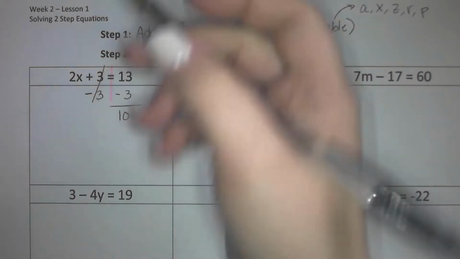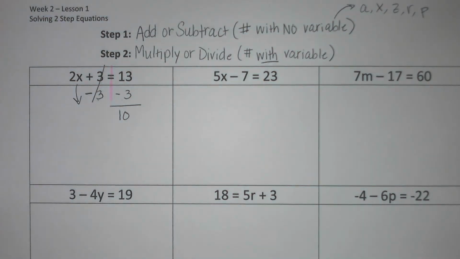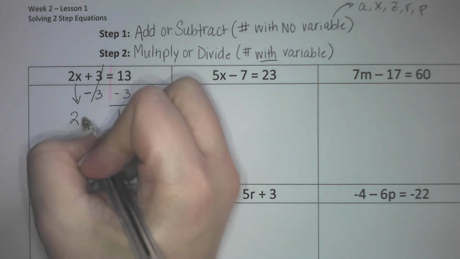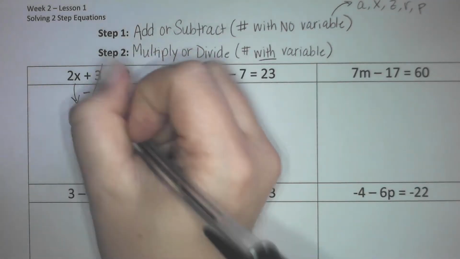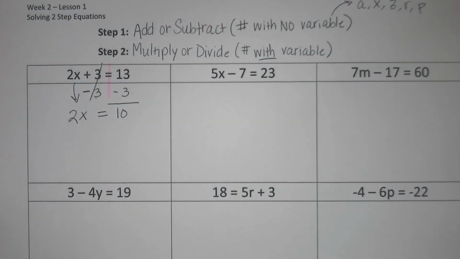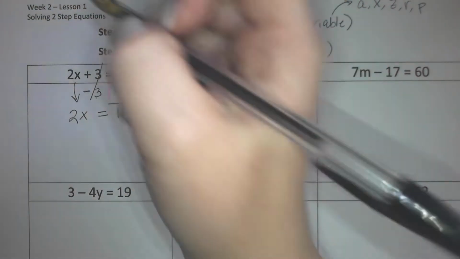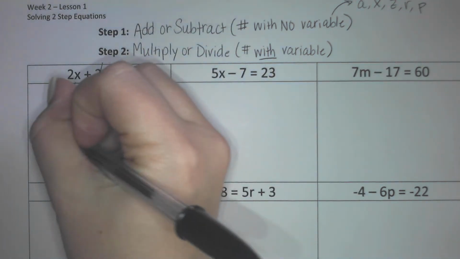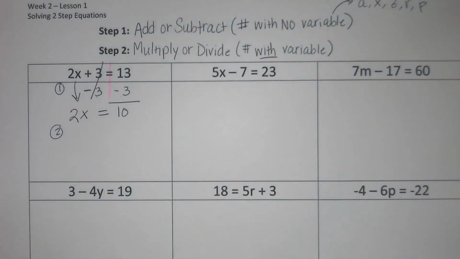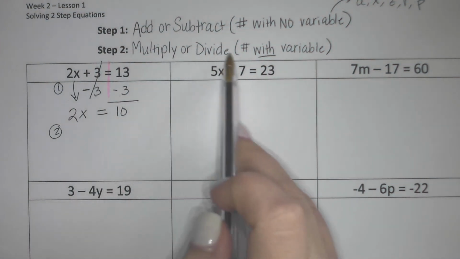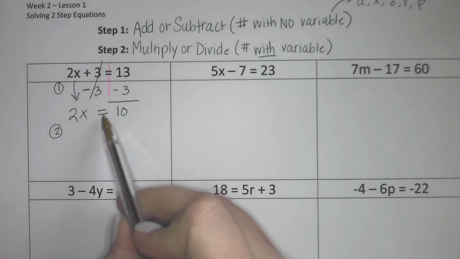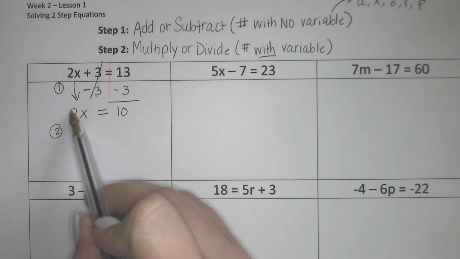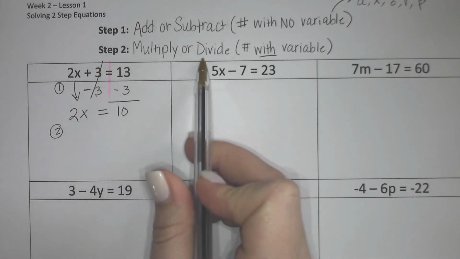Now what you have to do is bring down this number with the variable. So we have 2x. And now we got rid of the 3, so we don't have that there anymore. We just say equals 10. Okay? So we've just done step one. Now we're moving on to step two. Okay? So step two says we're going to multiply or divide. Well, if this is saying 2 times x equals 10, I want to do the opposite of multiplying. So I'm going to be dividing.